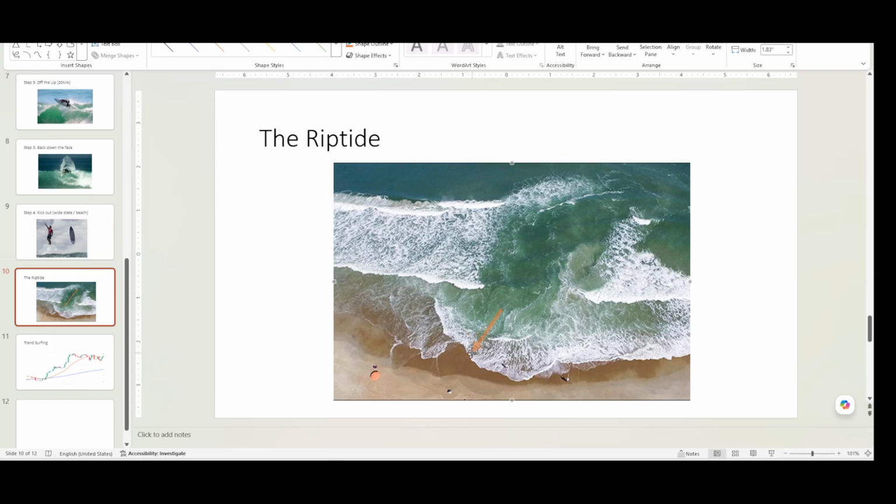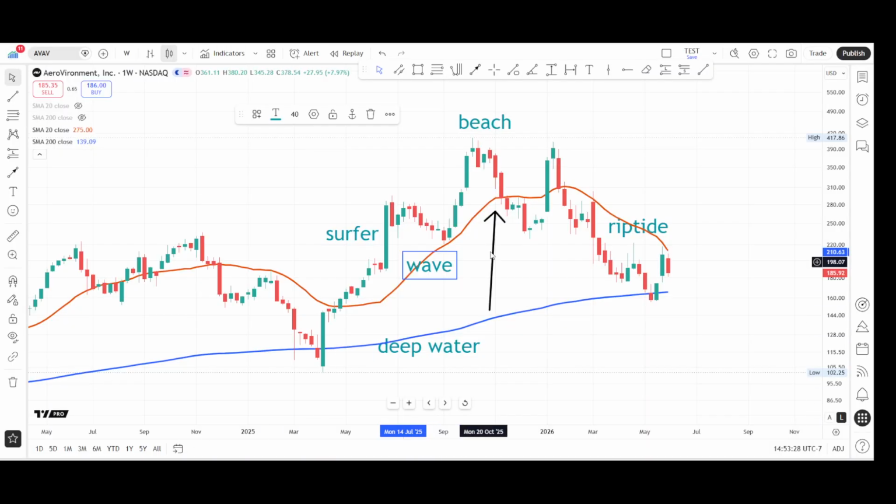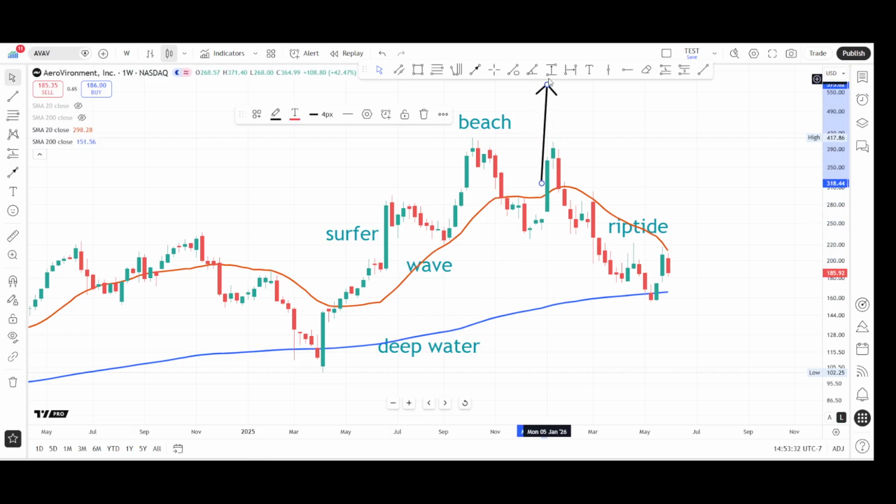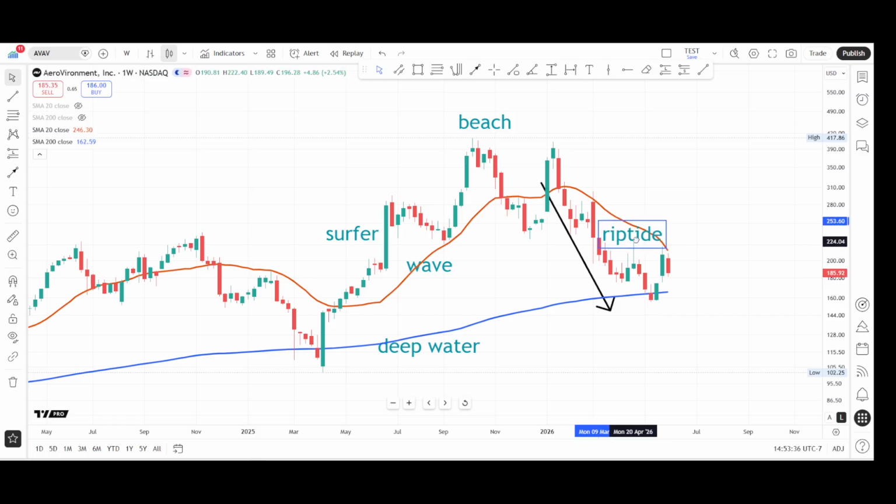They will swim against the riptide that way, and it will tire them out and they will drown. Many people drown in riptides. But in this case, the riptide is going from the beach back to the deep water. And that is our analogy here. We're going from the beach back to the deep water. And that's what I call the riptide.